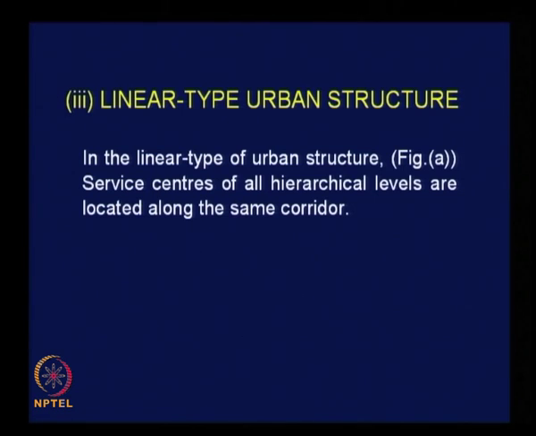Then the third category of urban structure, namely linear type urban structure. In this type, of course, as shown in figure, the service centers of all hierarchical levels are located along the same corridor, because we are given a linear strip of land. That is why we are proposing this kind of urban structure. We cannot just have these service centers of hierarchies spread out, they have to be located along the same corridor.